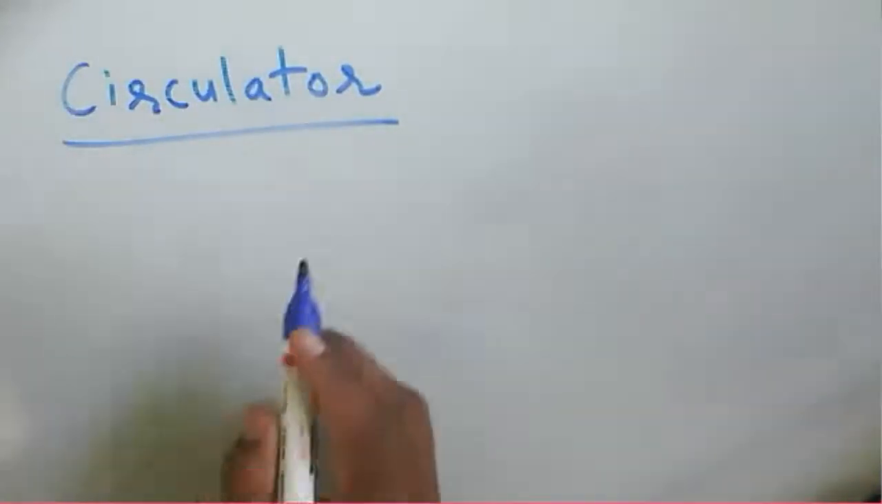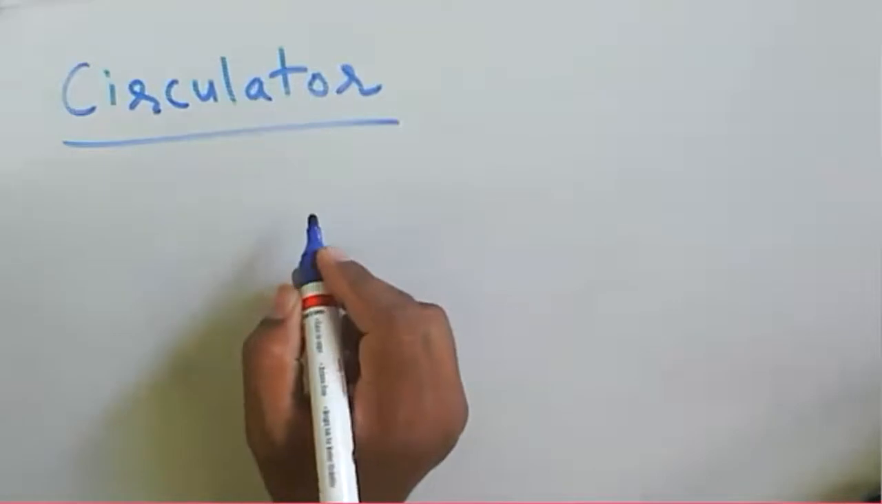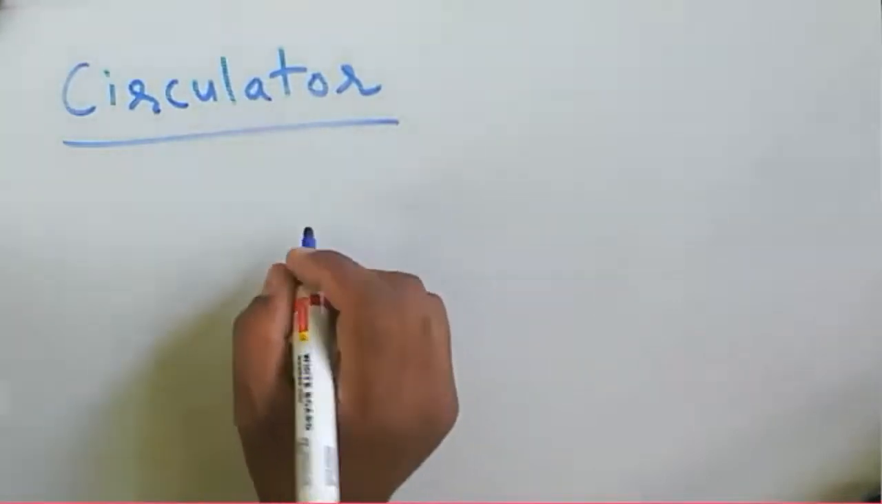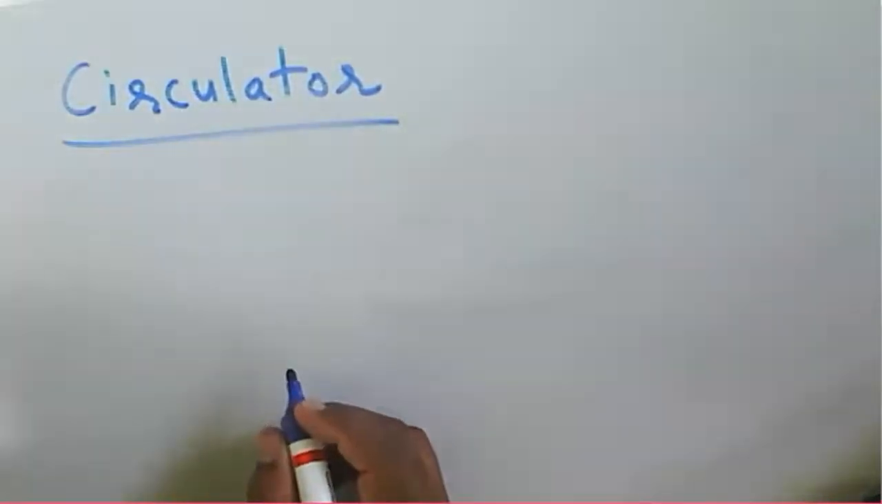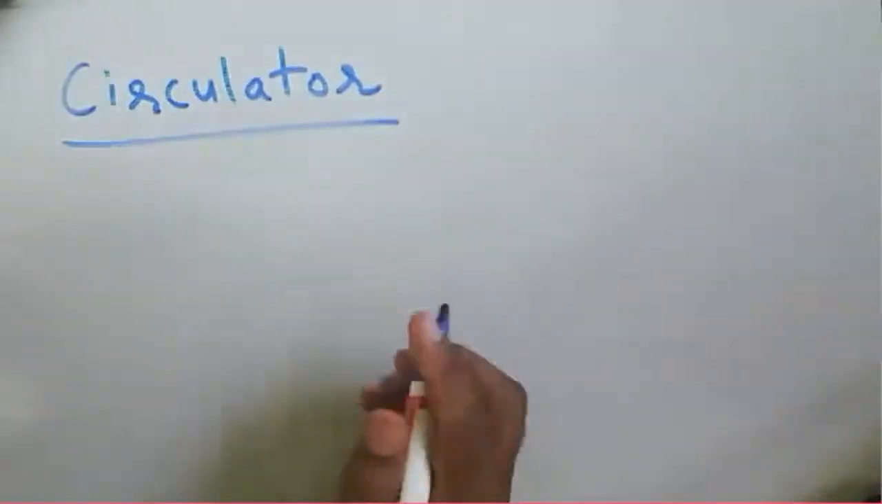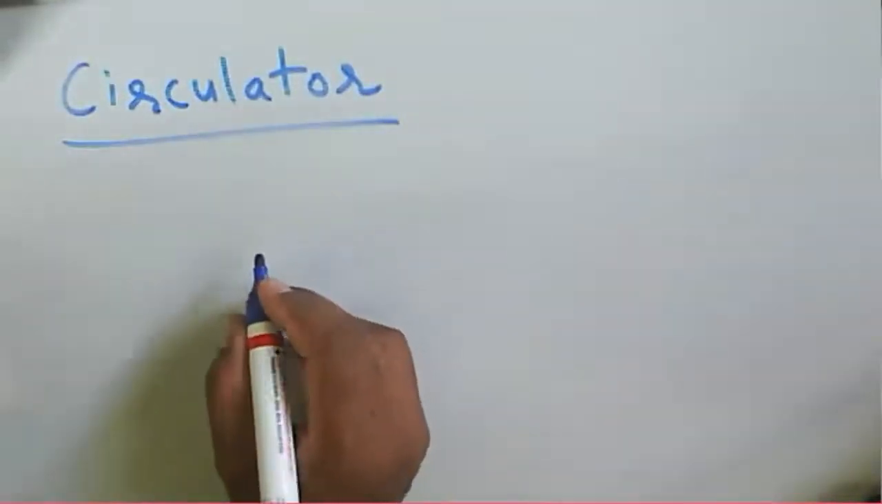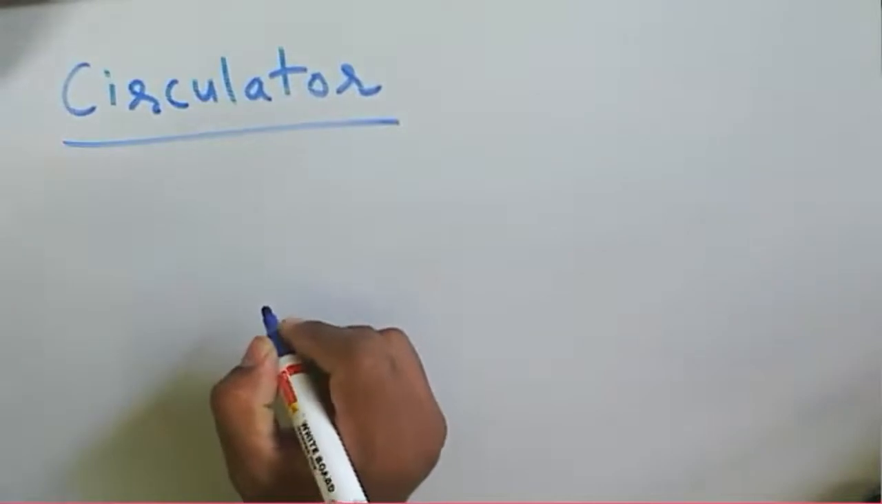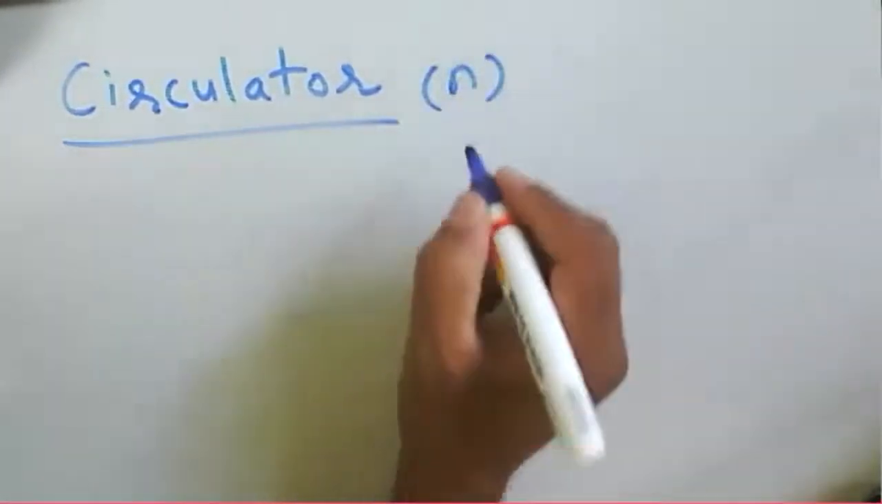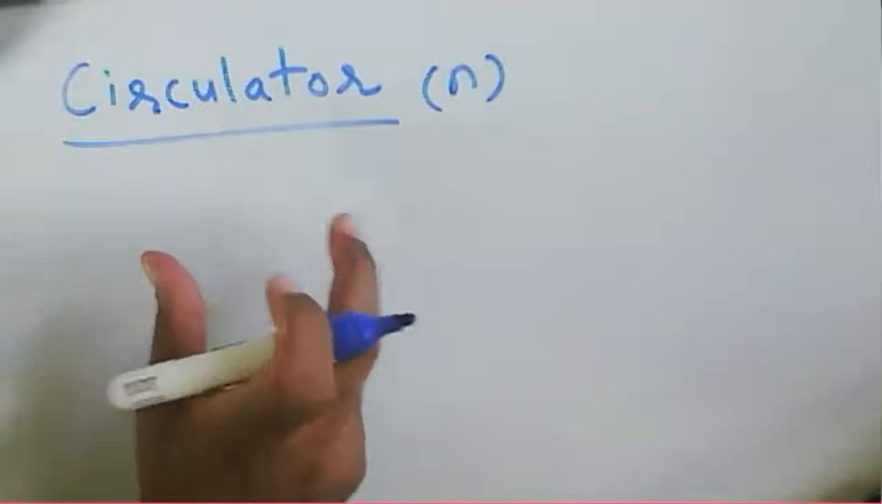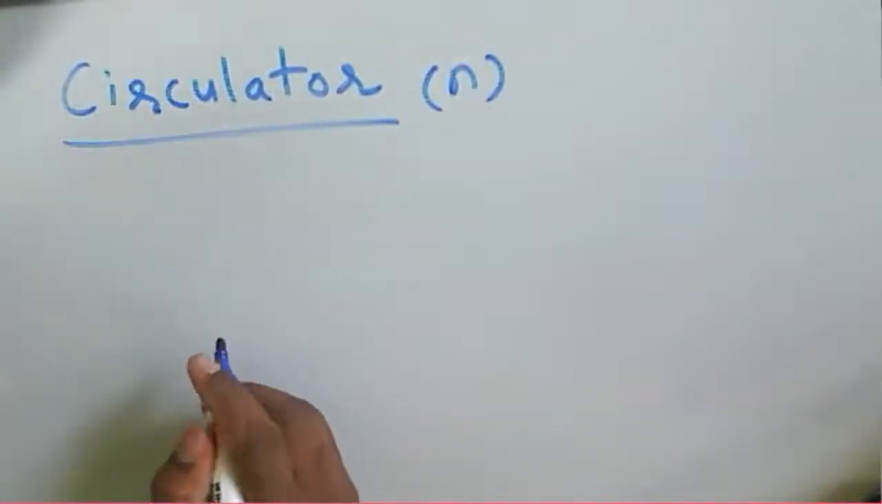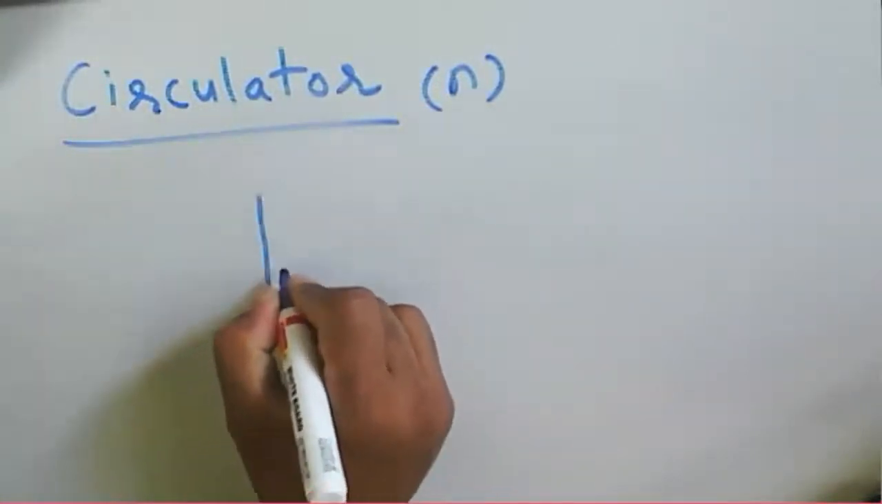Now the same principle is used in a circulator. That ferrite rod is there, and because of that ferrite rod a rotation takes place. So one port will have output, and the other port there is no output. So a circulator is considered an n-port circulator. Now we'll take an example of a 4-port circulator.